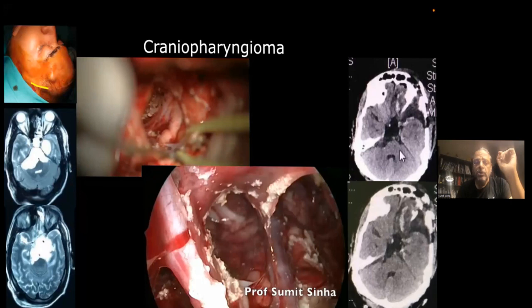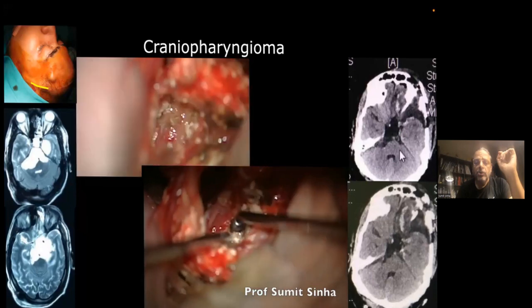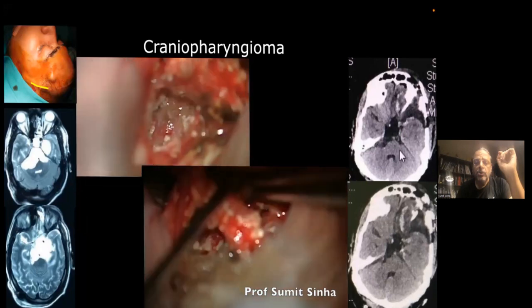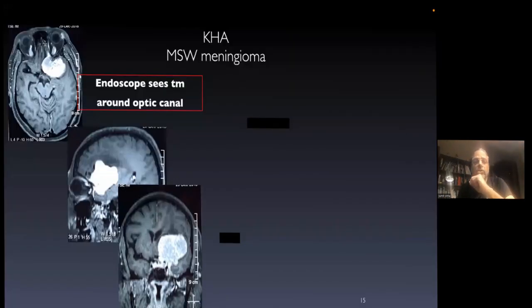So, through the visualization of endoscope and a microscope together. This is a post-operative CT scan. Medial sphenoid wing meningioma, mini-pterional craniotomy. Yes, it is very, very doable.